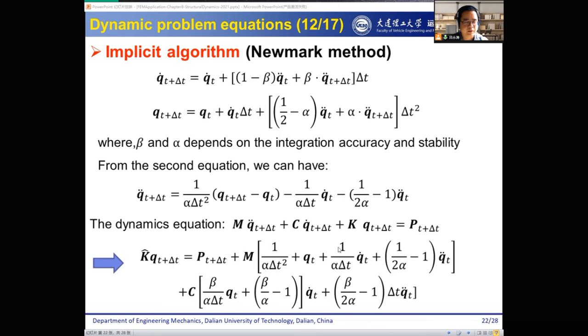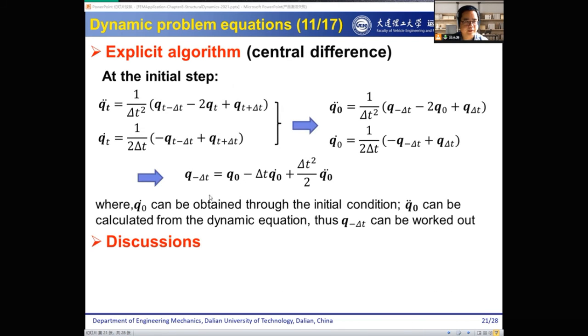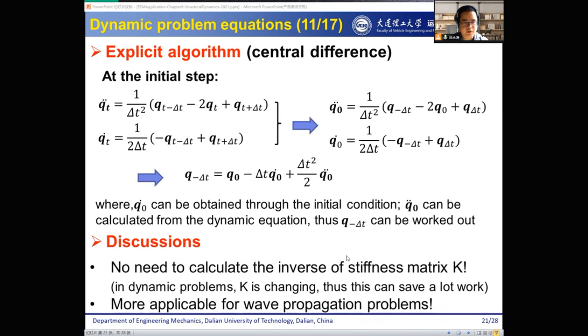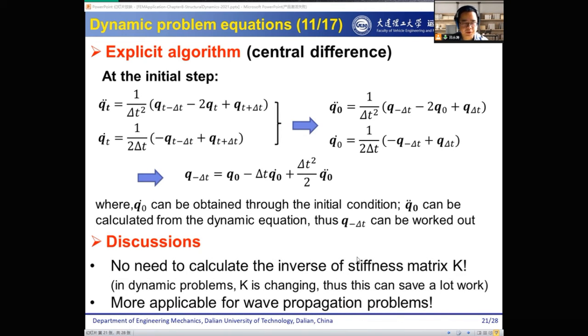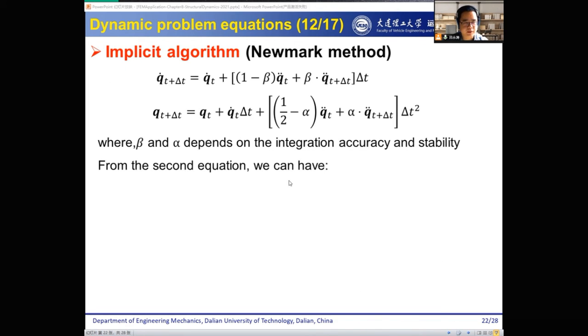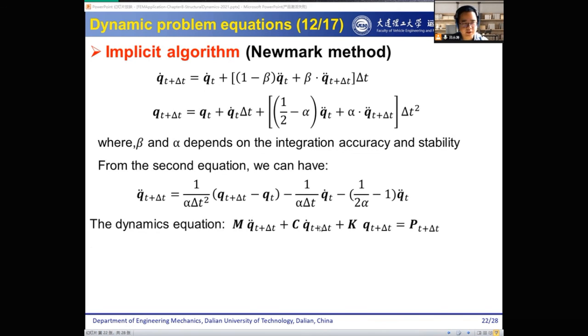In the dynamic analysis, usually the commercial software uses the explicit algorithm, because it saves computational time and power, and it's also easy for the program. Okay, so just remember this. And the implicit is more used for the static case, for the static analysis.